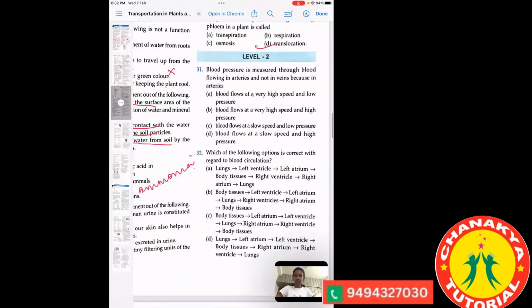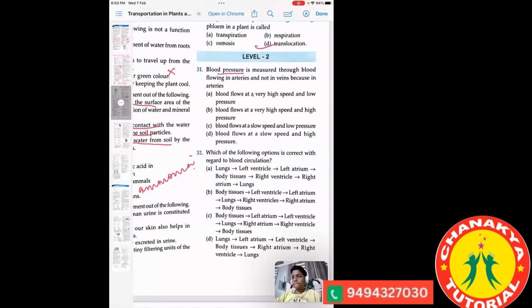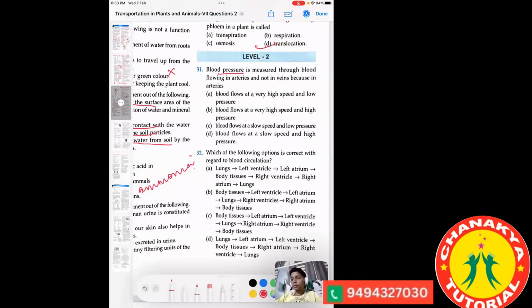Okay, Varshit, question number 31. Blood pressure is measured through blood flowing in arteries and not in veins because in arteries. Ma'am, I wrote option B. Correct. Blood pressure is measured through the blood flowing in arteries, but not in veins. Why? Because blood flows at a very high speed and high pressure in the arteries, and that is the reason we are not using the veins. Instead, we use the arteries for measuring the blood pressure.